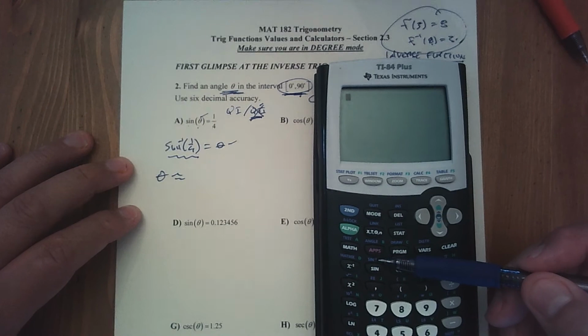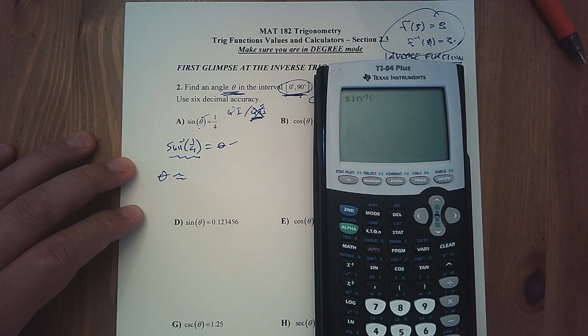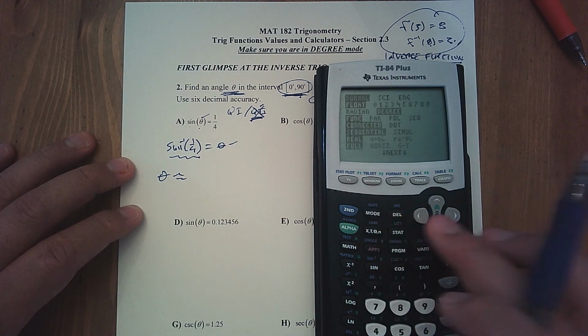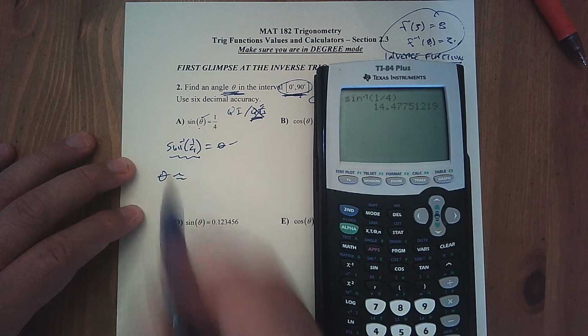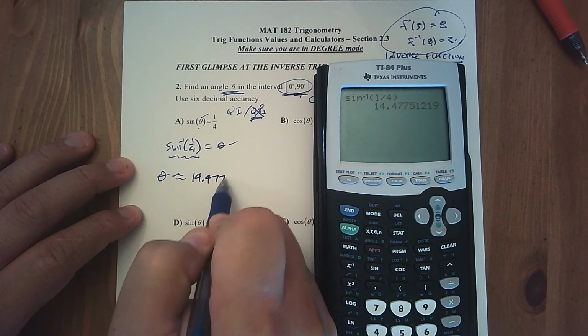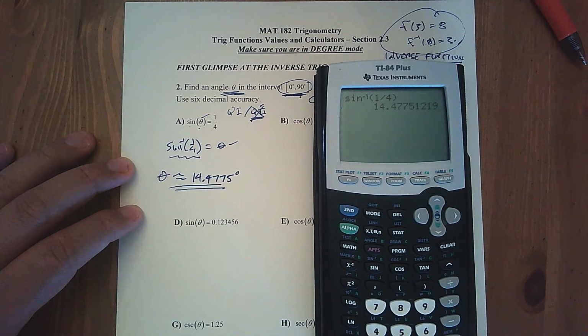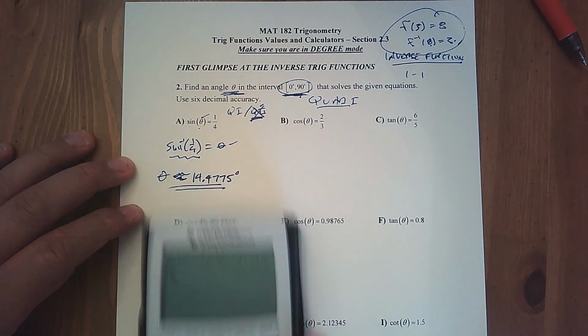I need to invoke the inverse sine, so it's a secondary feature. So I'll go second and sine, and there's the inverse. And then we have 1 divided by 4. Close the parentheses. Remember, let's make sure I'm in degree mode, by the way. Yeah, so I'm still in degree mode. So when I press enter, there's your degree. So we're talking about 14 point, what is that, 4775 degrees. All right. And again, this is an estimated answer now because we can see there's a lot more decimals. So that's how you basically do that. So hopefully that's a good review of our inverse function concept.